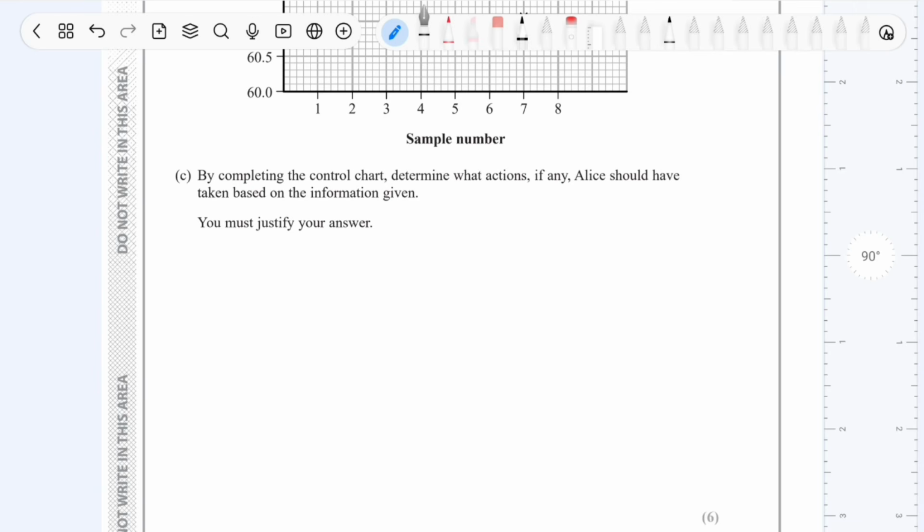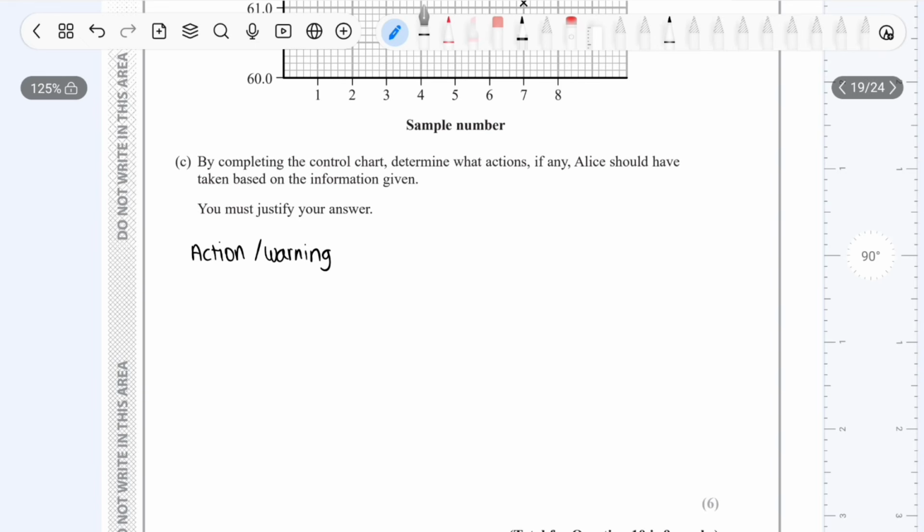Now, there's something called action lines and warning lines. It's quite self-explanatory. The action line is when you're actually going to do something, when you're going to act on something, and a warning is perhaps when you're just about to act on something but not quite yet. And this happens at plus or minus 2 standard deviations and plus or minus 3 standard deviations.